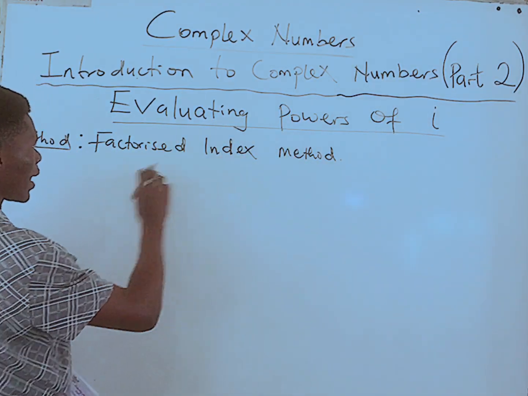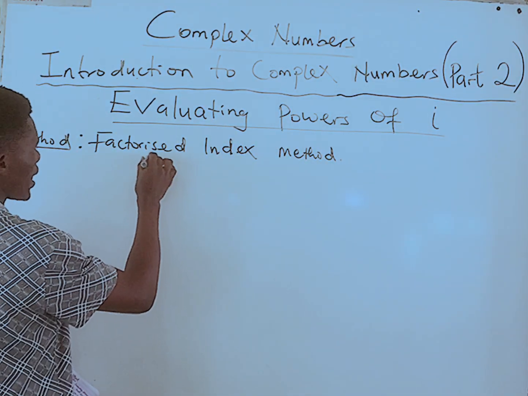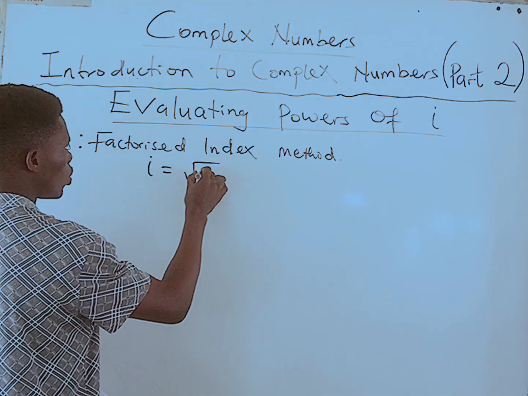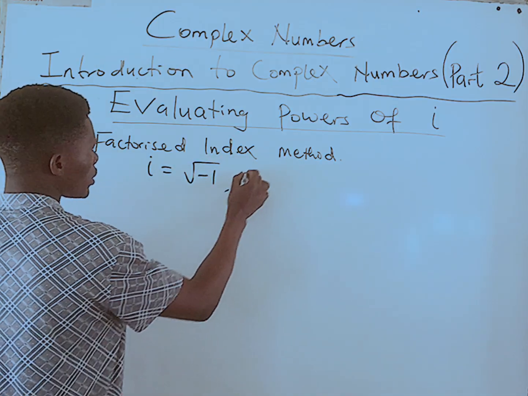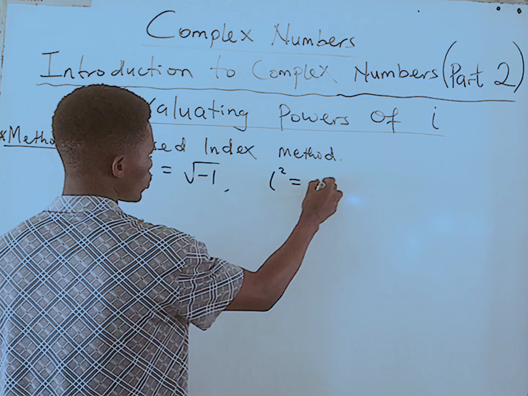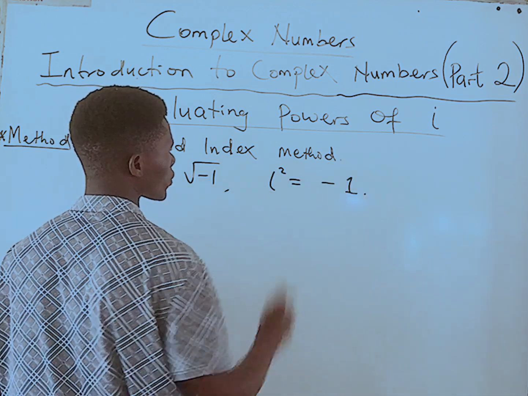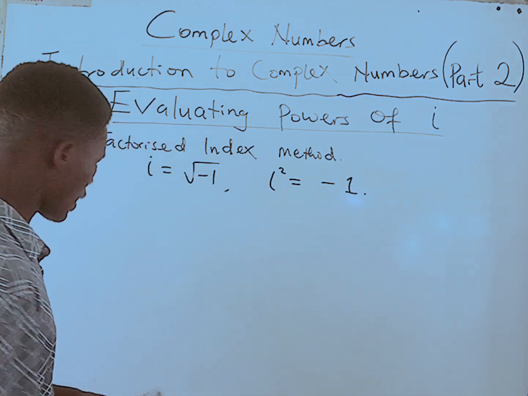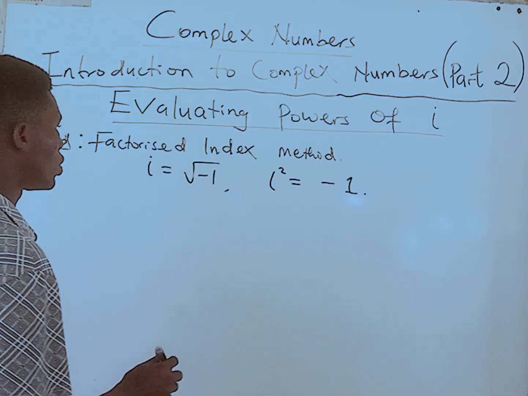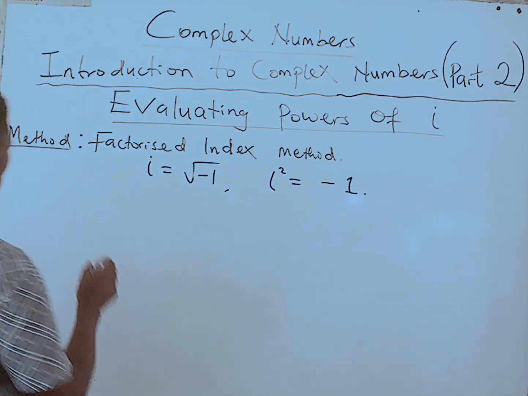Before we start with examples, let us define i. We said that i equals the square root of minus 1, and this implies that i squared is minus 1. Now let's look into some examples.